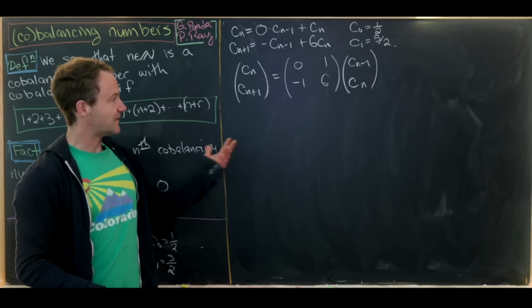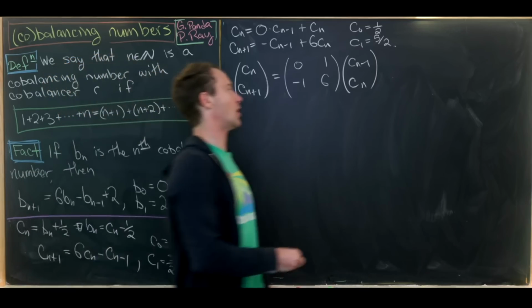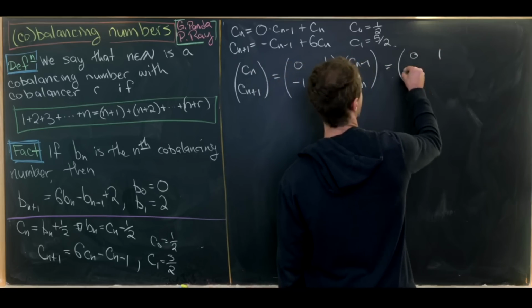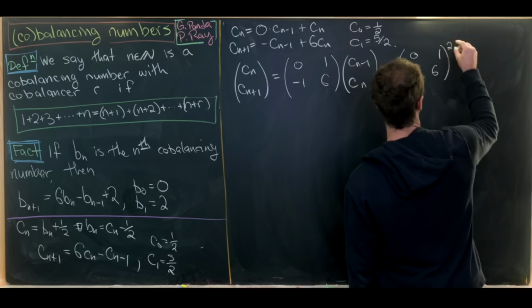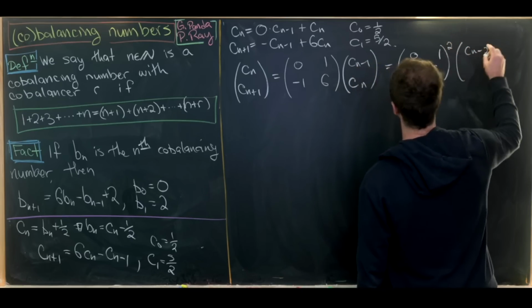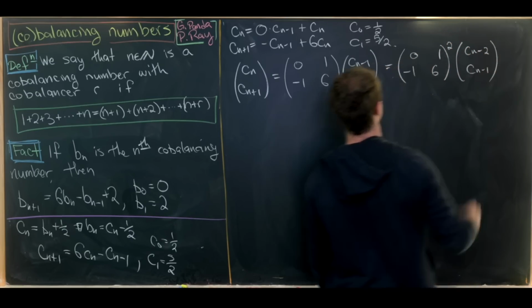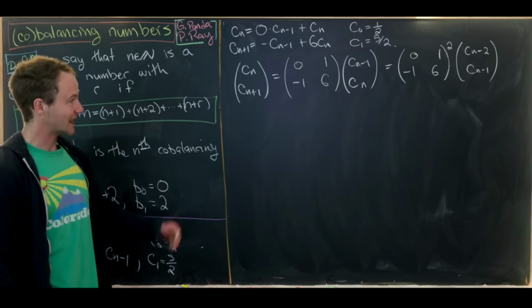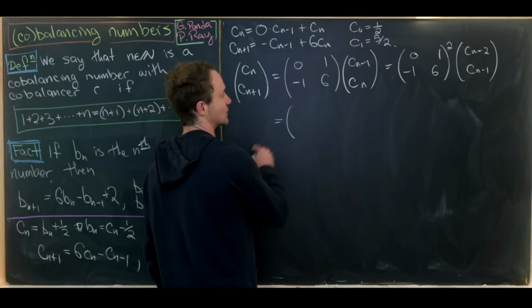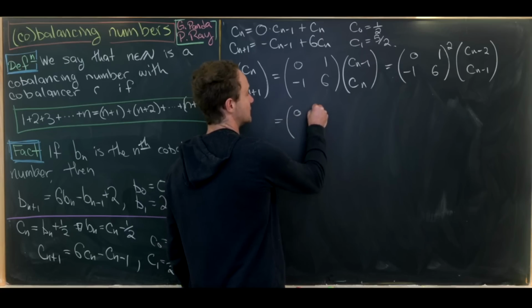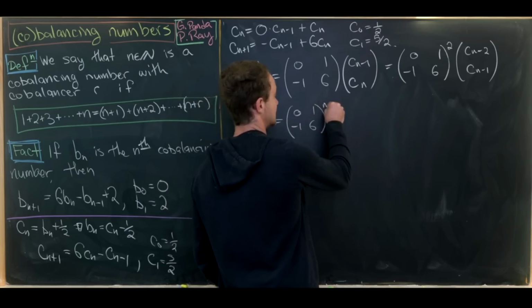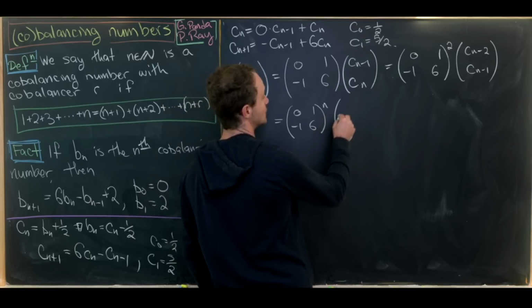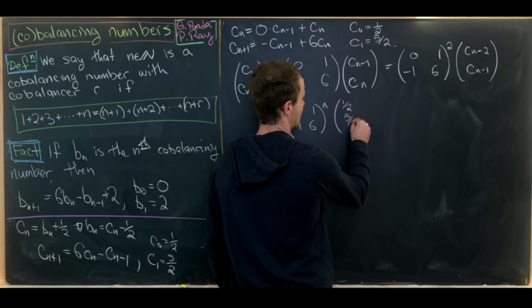Okay, but in fact what we can do is extend this all the way back. So let's rewrite one more step of this. So we have 0, 1, -1, 6 squared times Cn minus 2, Cn minus 1. And that's just applying the recursion one more time. But like I said, we can take this all the way down to the ground and we'll get that this is 0, 1, -1, 6 to the nth power times the vector C0, C1, but that's the vector 1/2, 5/2.